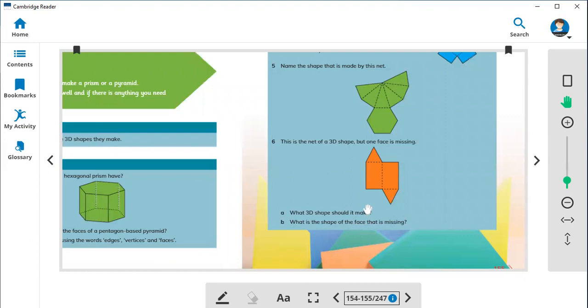This is another 3D shape, but one face is missing. Yes, obviously. So if we make it, this is a prism and its name is triangular prism. So what 3D shape should it make here? And what is the shape of the face that is missing? One is missing, that is a rectangle. So in the same way, this shape is missing.